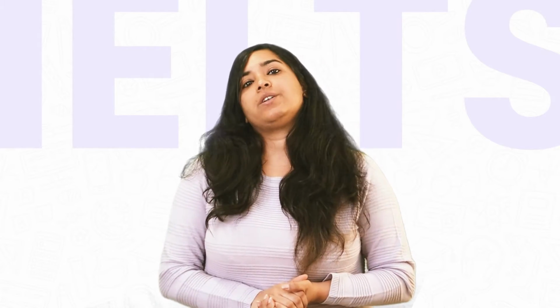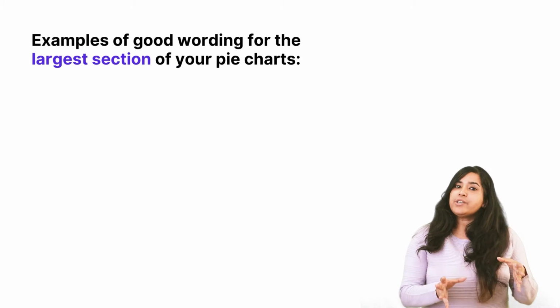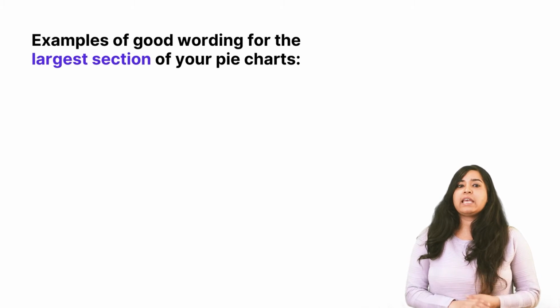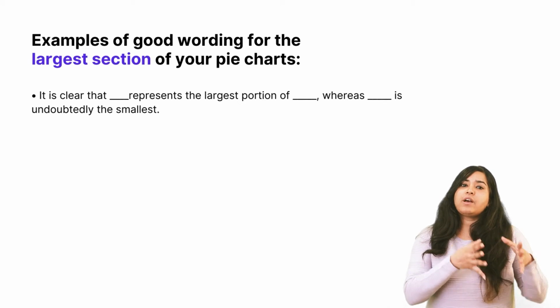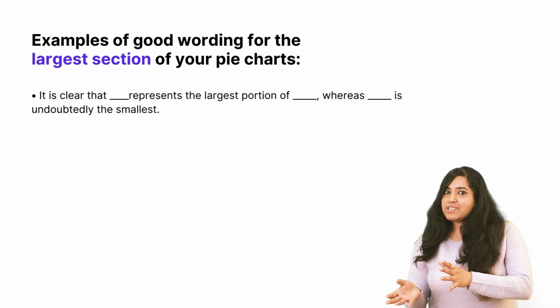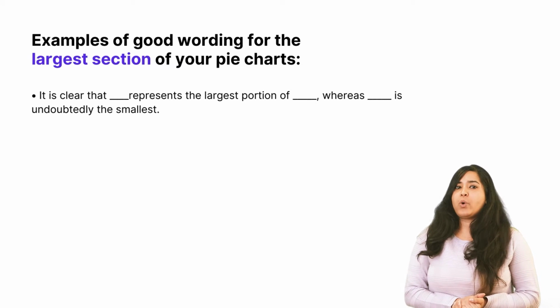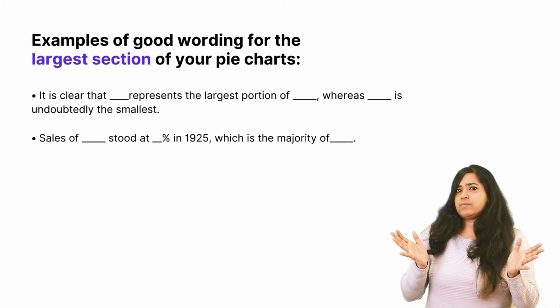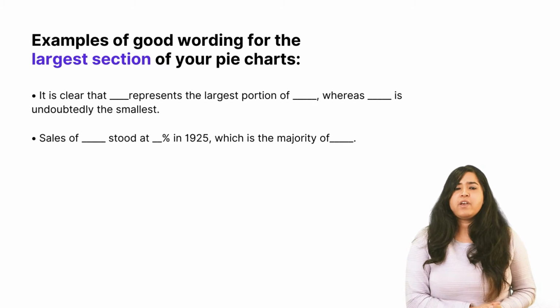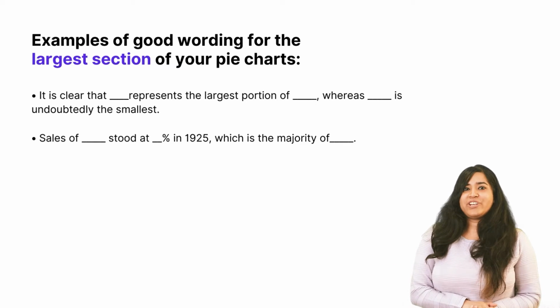What will catch our eye when we first start to analyze a pie chart is the largest section and the smallest section of the chart. So here are some helpful phrases for this. Again, you will need to see whether this ties in appropriately with your chart because not all of them will work or make sense. Examples of good wording for the largest section of your pie charts could be something like, it is clear that dash represents the largest portion of dash, whereas dash is undoubtedly the smallest. Or, sales of dash stood at a certain percentage in 1925, which is the majority of whatever it is.